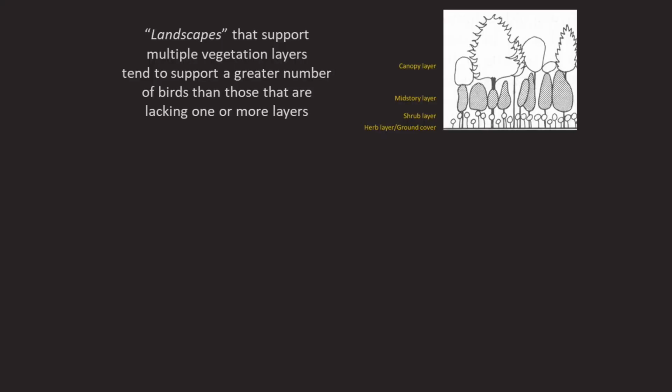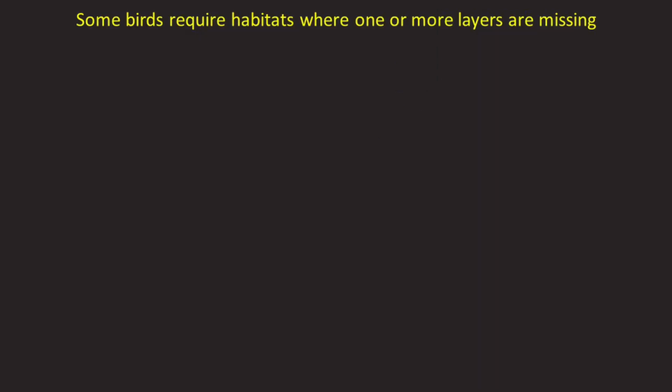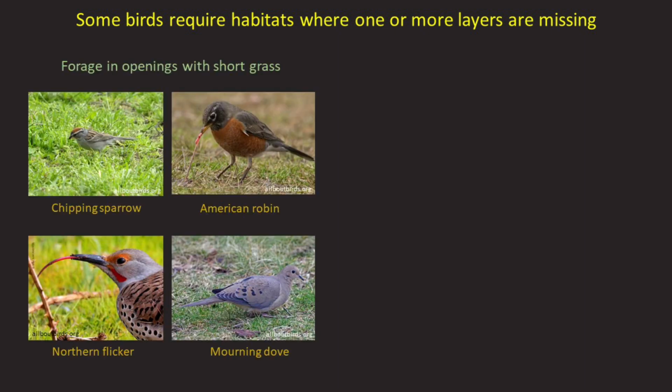So, as a general rule, we find that landscapes where all of the vegetation layers are present tend to support a greater number of birds than landscapes that are lacking one or more layers. However, if we want to support the greatest diversity of birds within a neighborhood or within a local landscape, we don't want all layers present within every habitat patch or within every yard within a neighborhood, because some birds require habitats where one or more layers are missing.